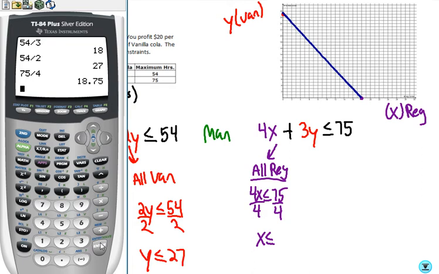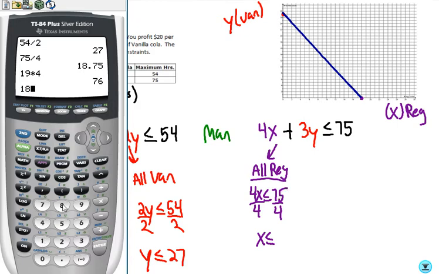Well, the thing is, I can't make 18.75 cases, just like I can't hire 18.75 people. We need a whole number here. Now, you're probably looking at 18.75 and saying, let's just round that up to 19. Thing is though, if I take 19 cases times the 4 hours it takes to make it, that's going to take me 76 man hours. But I only have 75. So I can't make 19 cases because I don't have time. It's only up to 75.